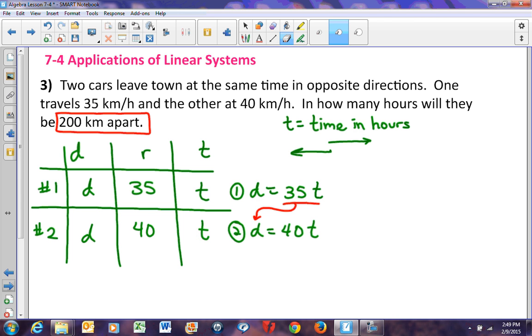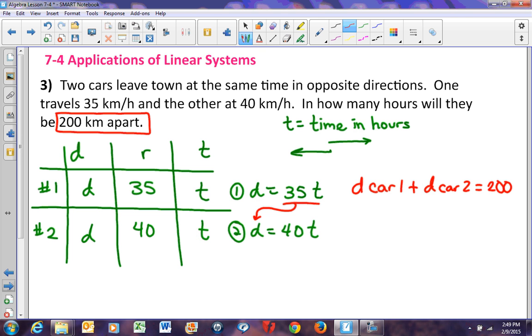So let's go back here and let's look at this. Distance of car 1 plus distance of car 2 has to equal total distance, 200 kilometers. So what's the distance of car 1? 35t. What's the distance of car 2? 40t. And that has to equal 200. 35t plus 40t is 75t. And that has to equal 200.